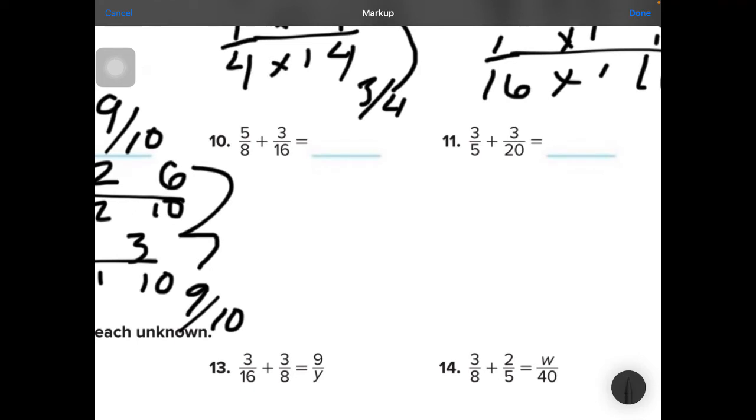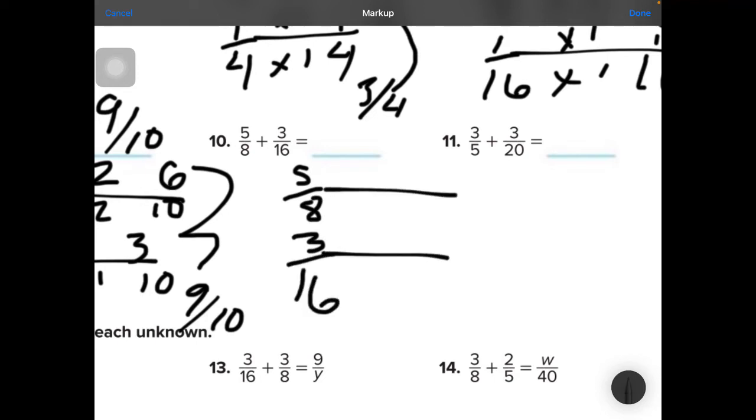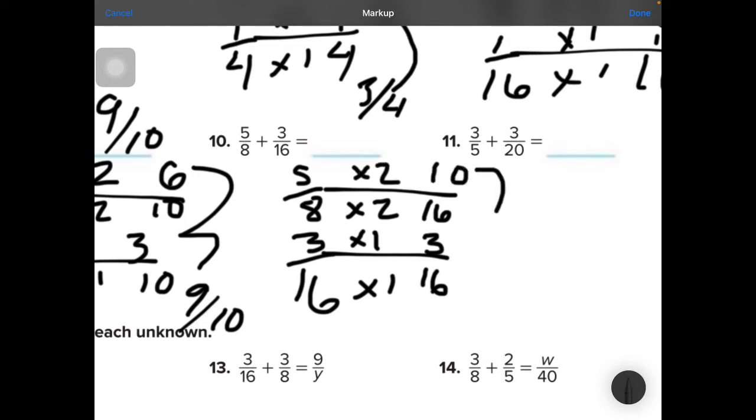Number 10, we have 5/8 and 3/16. Draw our extended line out. Looking at those numbers, I can say that 16 would be a great number for them to both go into. 3 times 1 is 3. 8 will go into 16 twice, times 2. 5 times 2 is 10. I'm going to take 10 plus 3 is going to equal 13/16.